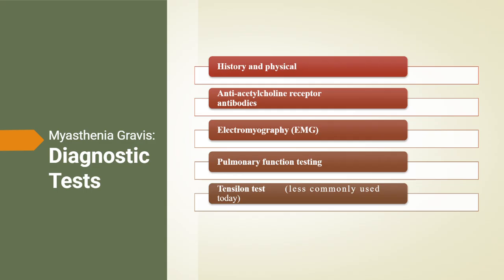Historically, the Tensilon test was used to differentiate between a myasthenic and a cholinergic crisis. The Tensilon test involved giving a short-acting medication called edrophonium chloride, which briefly increases acetylcholine at the neuromuscular junction. During the Tensilon test, symptoms of a myasthenic crisis typically improve while symptoms of a cholinergic crisis worsen. This opposite response helps clinicians distinguish between the two conditions.